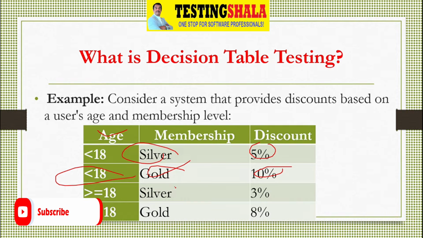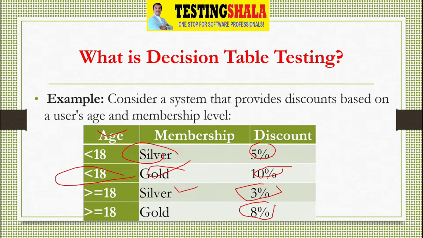And similarly, for less than 18 age and gold membership, we have to give a 10% discount. Greater than or equal to 18 years with silver is 3% and gold is 8%. These are the discounts the application should normally calculate, and we have to adapt using these decision table techniques. We have to write our test cases as well with the expected results, which we discussed here.